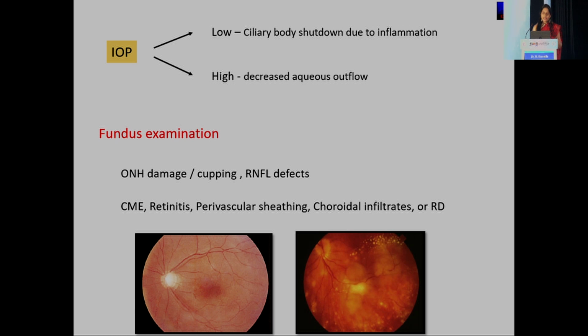And in uveitis, you will not always have high intraocular pressure. You may also have patients who present with low intraocular pressure because of ciliary shutdown. So carefully look at the intraocular pressure also, and do not rule out the possibility of underlying uveitis. And of course, look for other associated fundus findings along with uveitis.